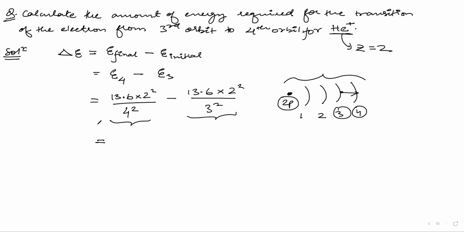So you can take 13.6 into 4 as common, and you will be remaining with 1 by 16 minus 1 by 9. Start calculating. Don't wait. Start calculating.